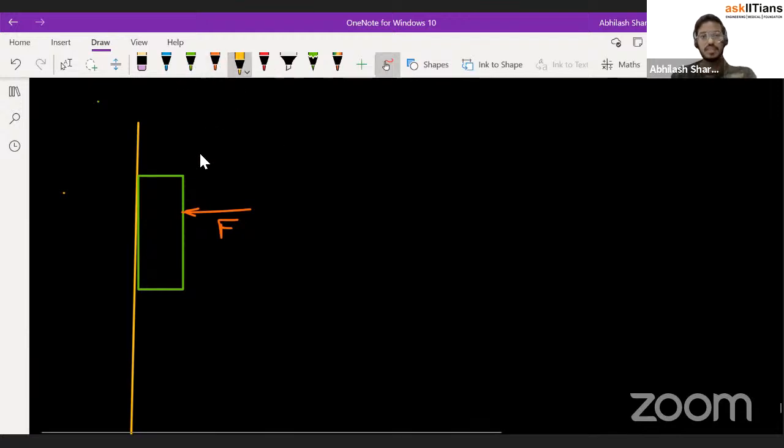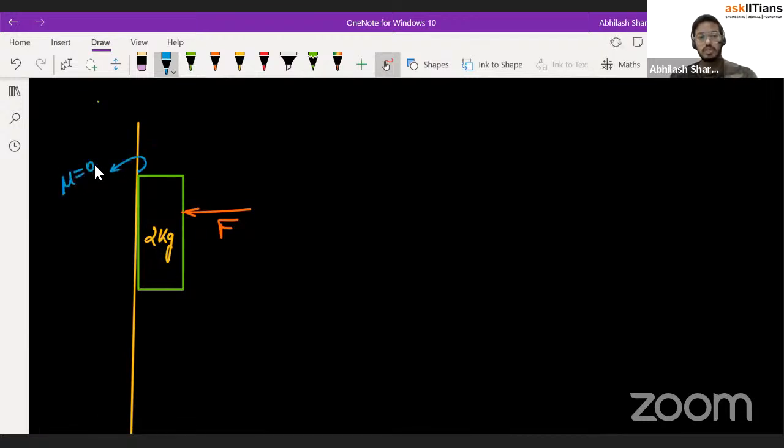Now let's say that the mass of the block is 2 kilogram. It's a 2 kilogram heavy object. And the coefficient of friction between the wall and the block is 0.5. Then can you tell me minimum how much force you need to keep it stationary? Because if your force is little, then it's going to fall. You have to press it really hard before it falls. And the heavier the object, the more force is required. So that's what we are asking here. What is the force required to balance it?